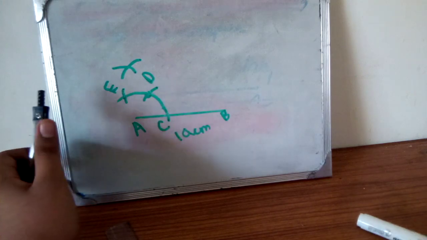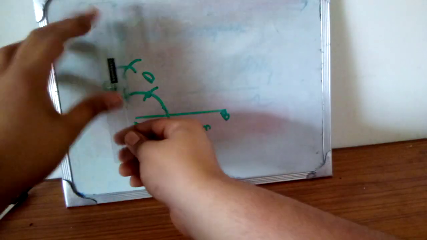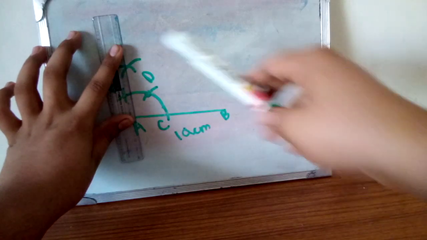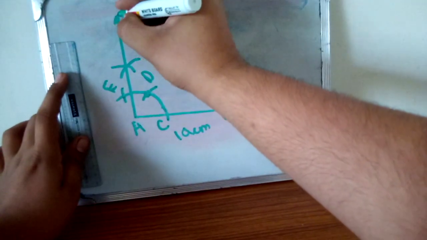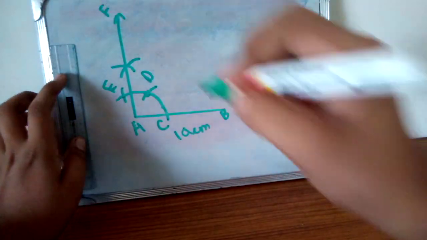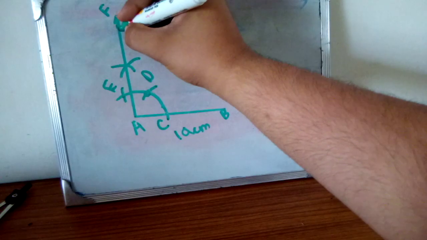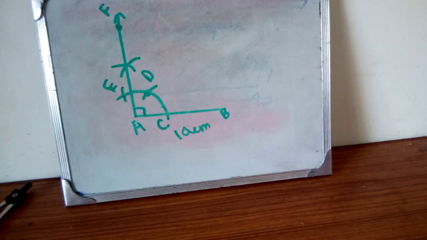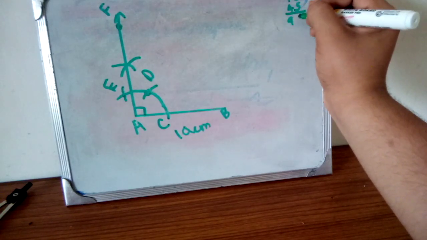Okay. So now join this line segment. So angle FAB is of 90 degrees. So we have constructed an angle of 90 degrees, and if you notice, 45 plus 45 is 90 degrees.